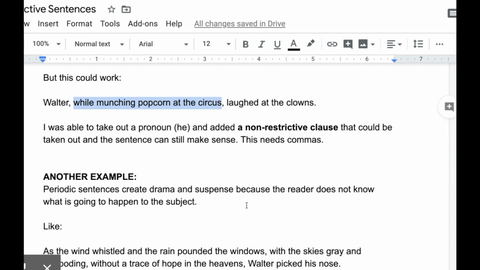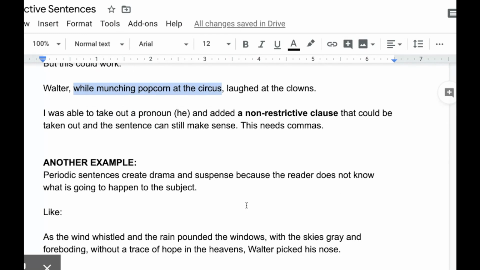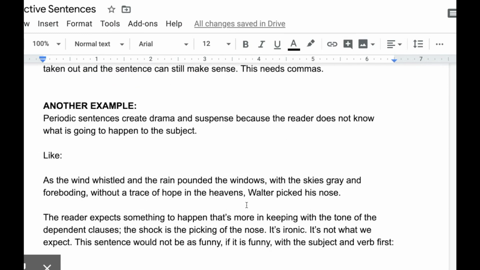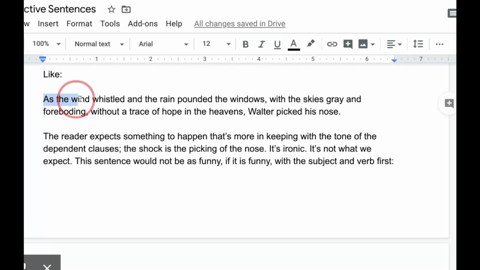Here's another example. Periodic sentences create drama and suspense because the reader does not know what is going to happen. Here's an example. As the wind whistled and the rain pounded the windows, with the skies gray and foreboding, without a trace of hope in the heavens, Walter picked his nose. Okay. The reader expects something to happen that's more in keeping with the tone of the dependent clauses. Whistling, pounding, gray skies, foreboding, there's no hope, right? I'm expecting death or something bad to happen, but picking nose? Okay, it's ironic. It's not what we expect.